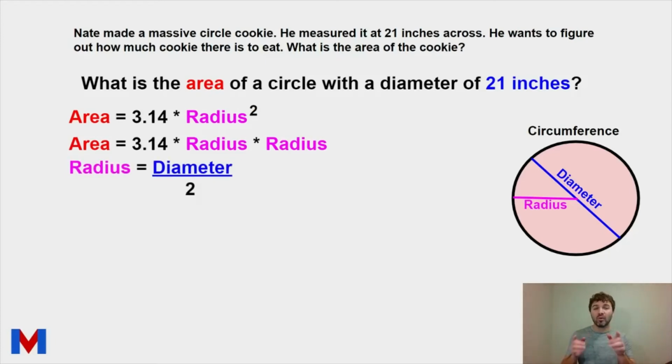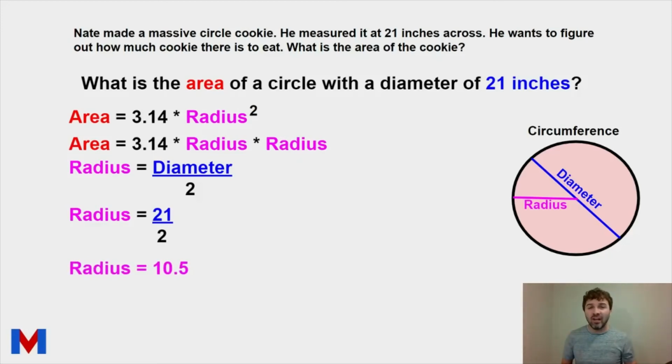So again, the radius is halfway across, the diameter is all the way across, so we take the diameter, we cut it in half or divide it by 2, that's going to give us the radius, alright? So the radius, in this case, was 21 inches, cut that in half, so the radius is 10.5 inches. So halfway across this cookie is 10.5 inches.